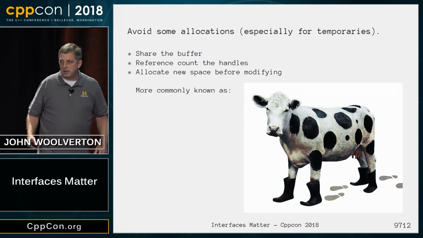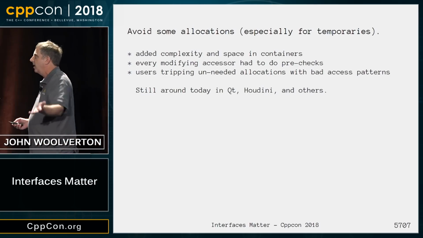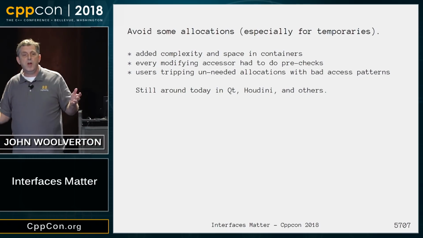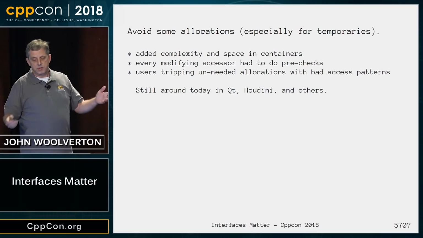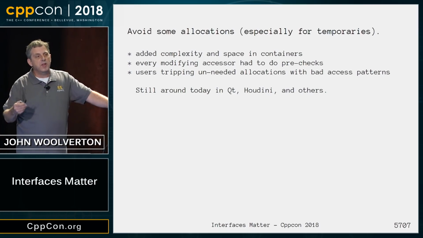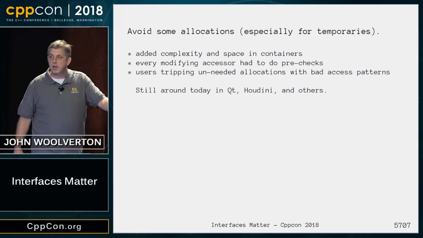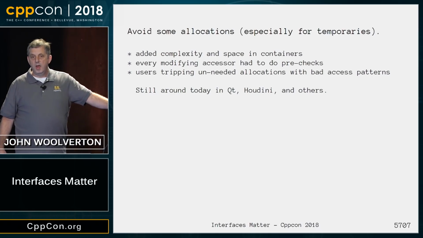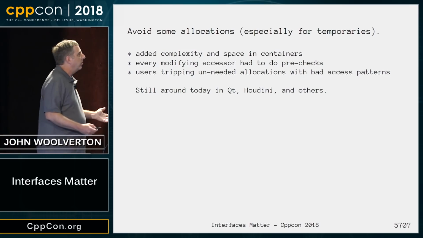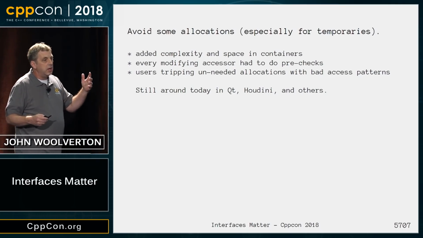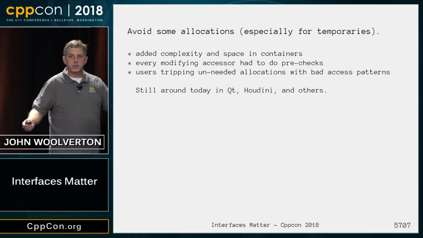So that was tried, but that had its consequences. You've got complexity. You've got extra space. You've got to keep these reference counts, these control blocks. They now have to be independent of the string itself. And every modifying accessor has to go through these pre-checks to say, do I need to fork off the copy I'm pointing to now and make my own independent copy? And unfortunately, you have users who are tripping over the interfaces and often would use a modifying interface, even if they weren't actually going to change the values.